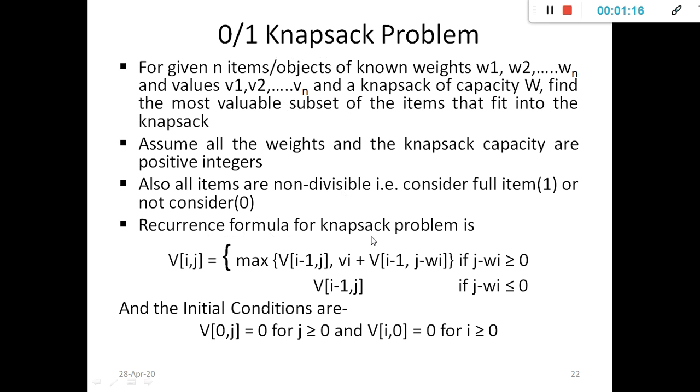The recurrence formula for the knapsack problem is V(i, j) equals max of V(i-1, j) and vi + V(i-1, j-wi) if j-wi is greater than or equal to 0, or V(i-1, j) if j-wi is less than 0. The initial conditions are V(0, j) equals 0 for j greater than or equal to 0, and V(i, 0) equals 0 for i greater than or equal to 0.